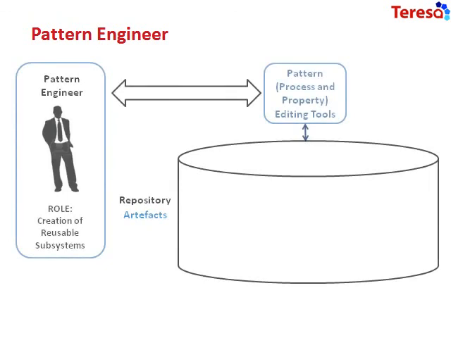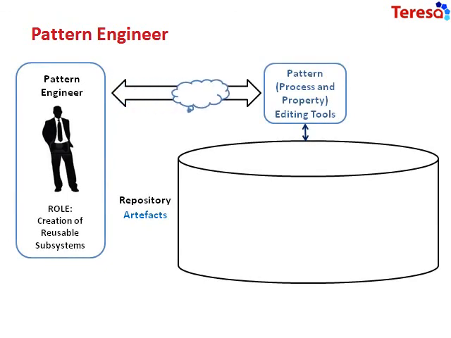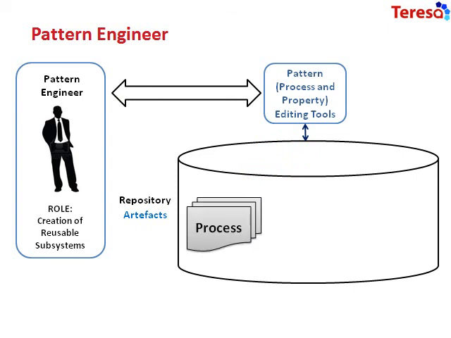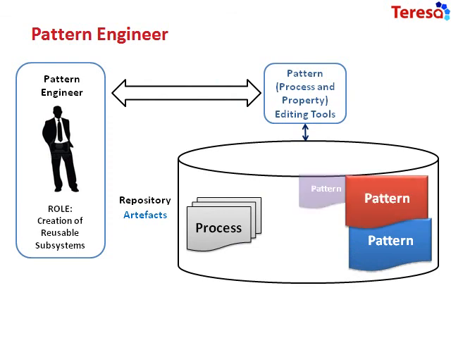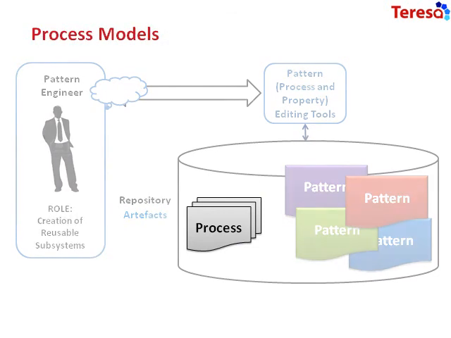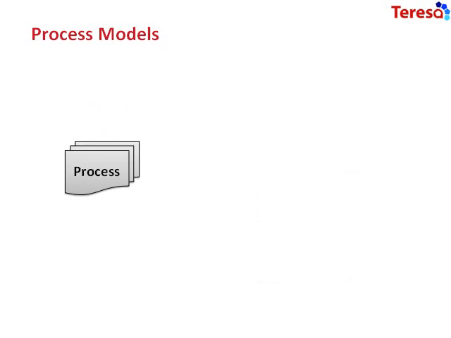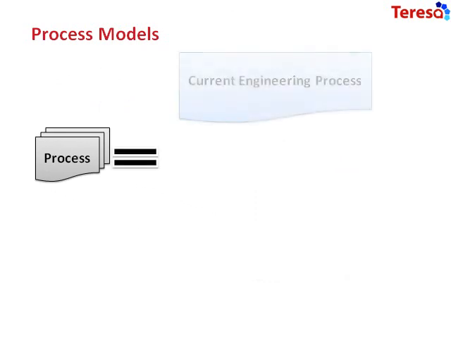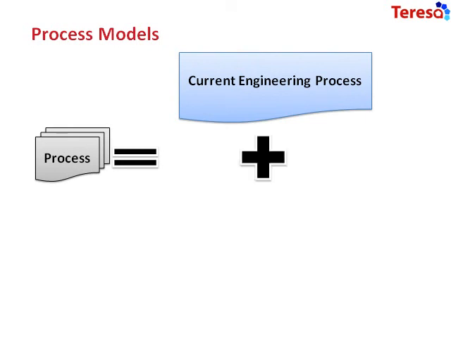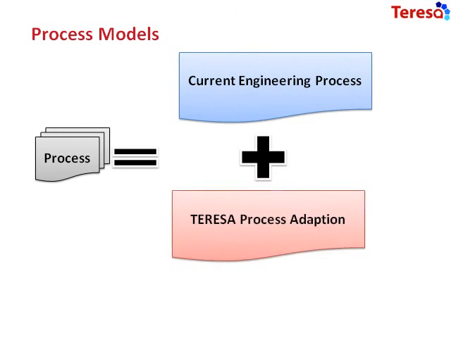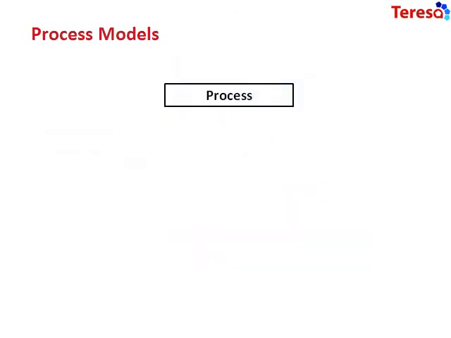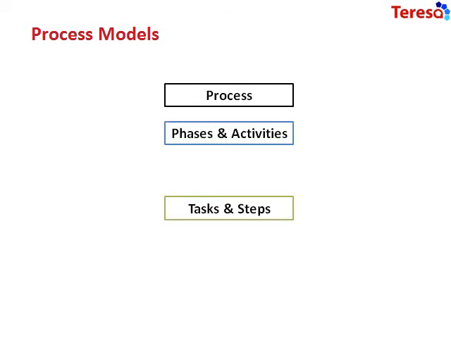The creation of reusable subsystems involves the specification of process models used in the application domain, and models of security and dependability patterns. There are two parts to creating a Teresa metamodel. One is the modeling of the current engineering process, and the other is the modeling of the adaptation of the Teresa process to the current engineering process. The model of a process includes phases and activities, plus tasks and steps, as well as checkpoints and tools.